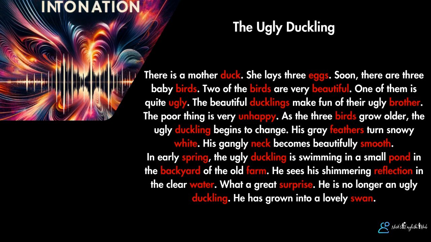And the 3 birds grow older. As the 3 birds grow older, the ugly duckling begins to change. His gray feathers turn snowy white. His gangly neck becomes beautifully smooth. In early spring, the ugly duckling is swimming in a small pond in the backyard of the old farm. He sees his shimmering reflection in the clear water. What a great surprise! He's no longer an ugly duckling. He has grown into a lovely swan.